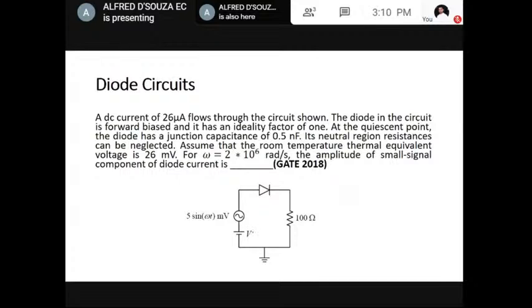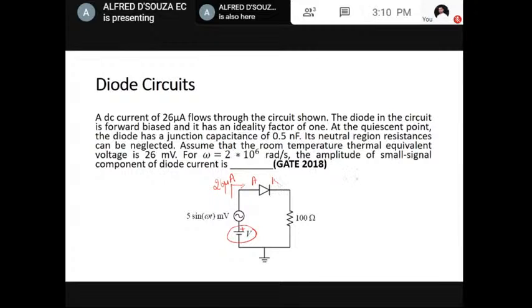Here we have a DC voltage source. This is the DC voltage source. And because of this DC voltage source, some amount of DC current is flowing. That is, 26 microamp of DC current is already flowing through the diode, which is forward biased. How can I say that it is forward biased? Because the positive terminal of the voltage source is connected to the anode. The diode in the circuit is forward biased and it has an ideality factor of 1.